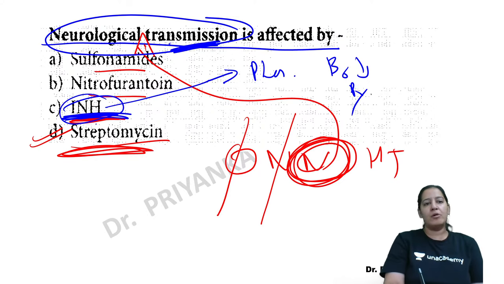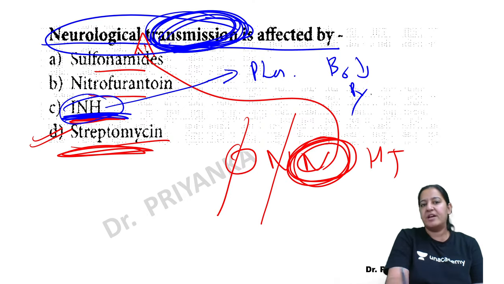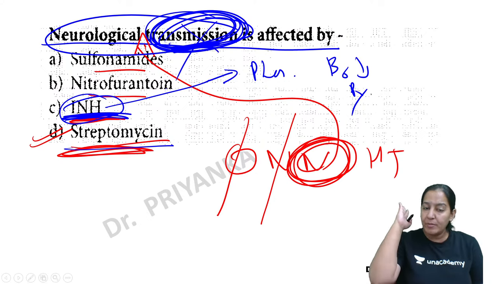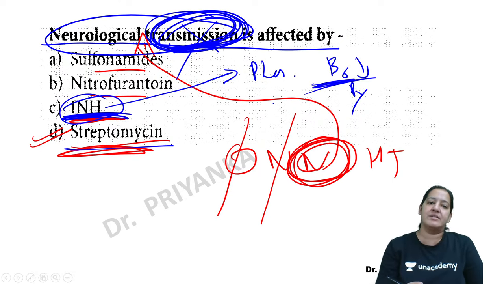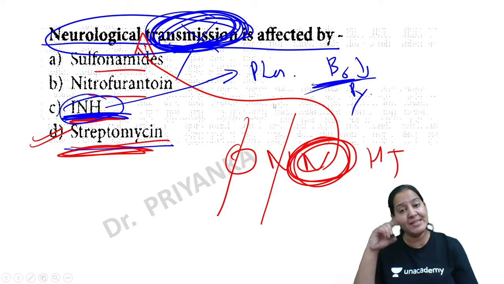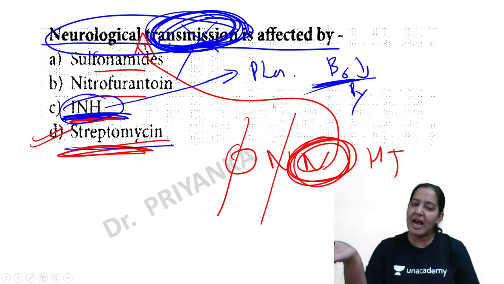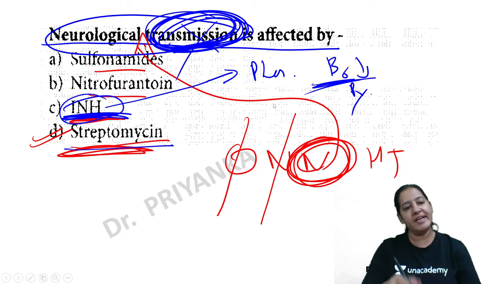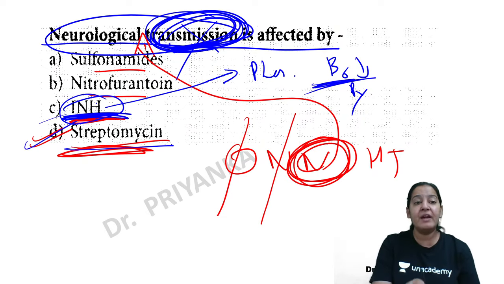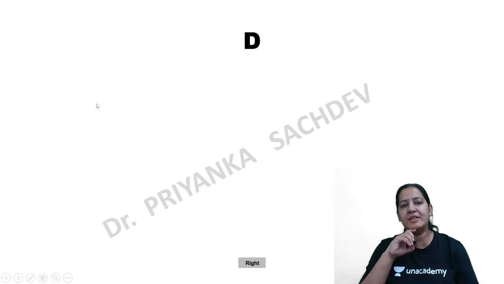So isoniazid also causes neurotoxicity, but that is not due to transmission. The word to be picked here is transmission. Actually, streptomycin is inhibiting the transmission. It is neuromuscular blockade. That's why toxicity is there. In isoniazid, toxicity will be there because of vitamin B6 deficiency. Isoniazid causes vitamin B6 deficiency. That's why neurotoxicity will be there. Now give me a thumbs up. Have you got it? Here the correct answer is D. But do not get confused with C, that I am telling you. Give me a thumbs up.